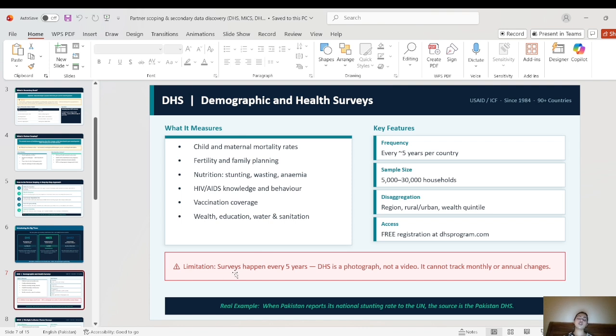So DHS is a photograph, not a video. It is not continuous; it is taken every 5 years, so it cannot track monthly or annual changes. When Pakistan reports its national stunting rate to the UN, the source is Pakistan's DHS.